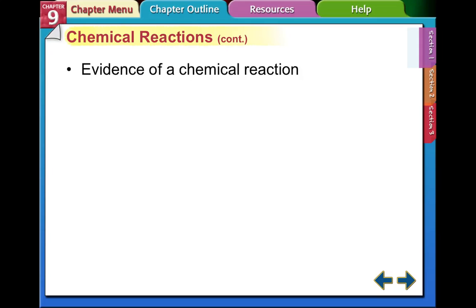What evidence have you seen in chemistry class this year that proves that a chemical reaction has occurred? Think about all the things we've done. If you have a change in temperature, remember we talked about endothermic and exothermic. Endothermic means that it's taking in energy from the environment and the beaker is cold. On the other hand, exothermic means it's giving off heat, so the beaker is going to be hot.